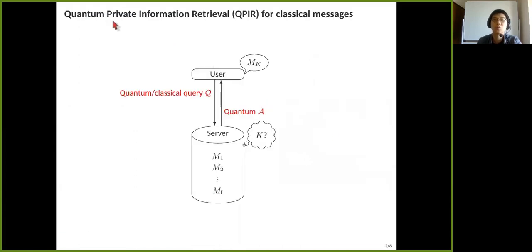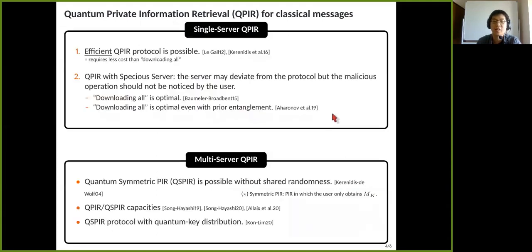I want to move on to the quantum case, quantum private information retrieval for classical messages. As in this figure, the model has changed so that the channels are quantum channels, but the messages are classical. On this problem, as far as we know, all existing studies consider quantum private information retrieval for classical messages. One interesting result for this approach is that in the single server case, there exist efficient QPIR protocols, which means that there exist QPIR protocols that cost less than the download-all solution.